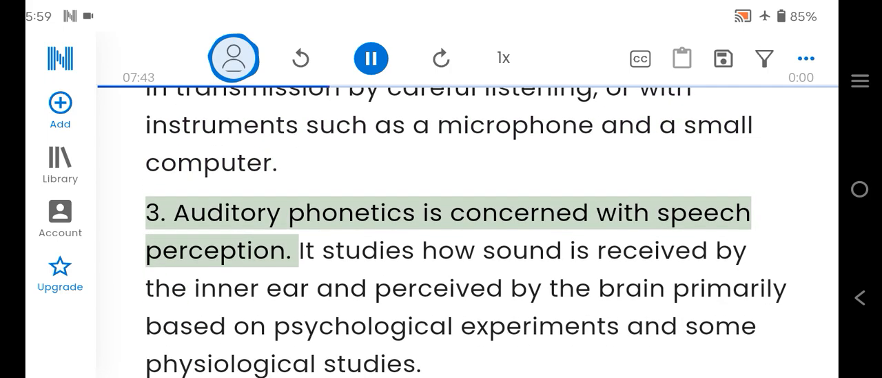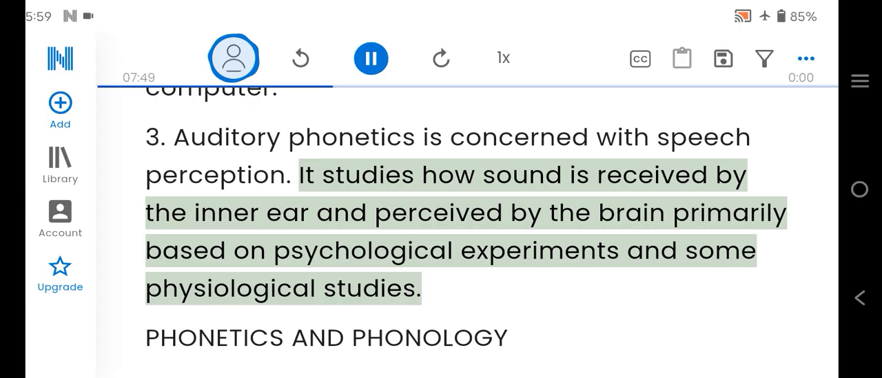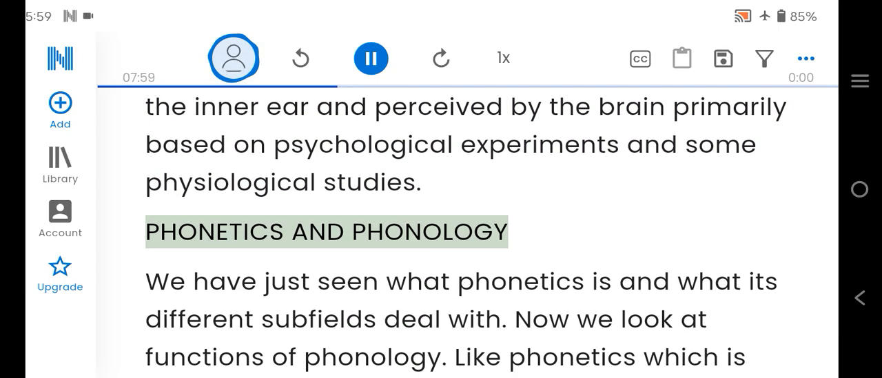3. Auditory phonetics is concerned with speech perception. It studies how sound is received by the inner ear and perceived by the brain, primarily based on psychological experiments and some physiological studies.